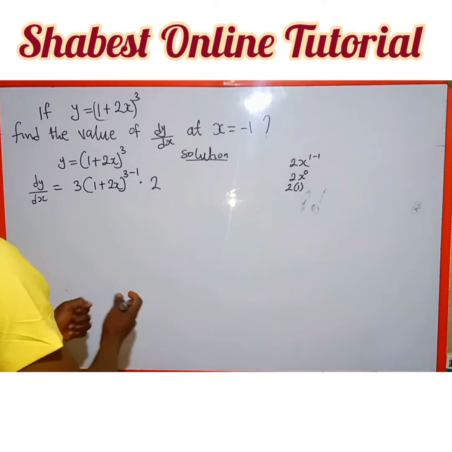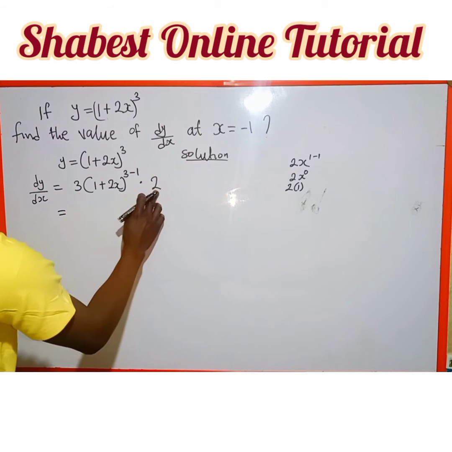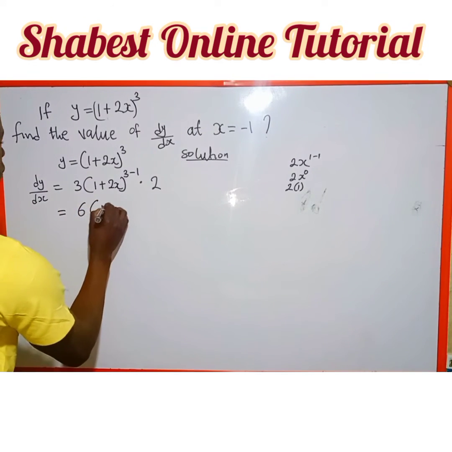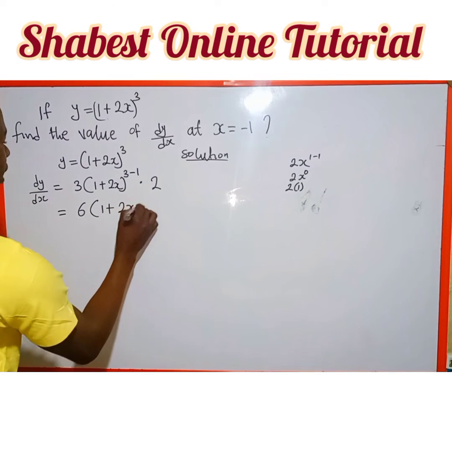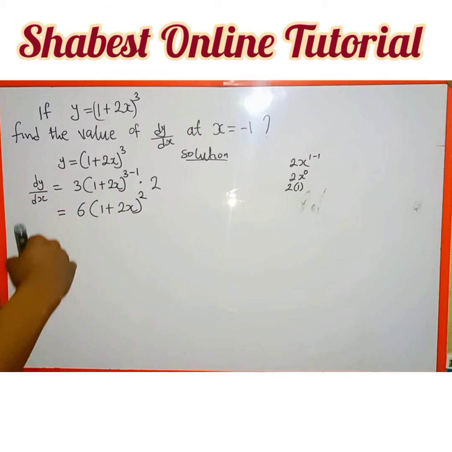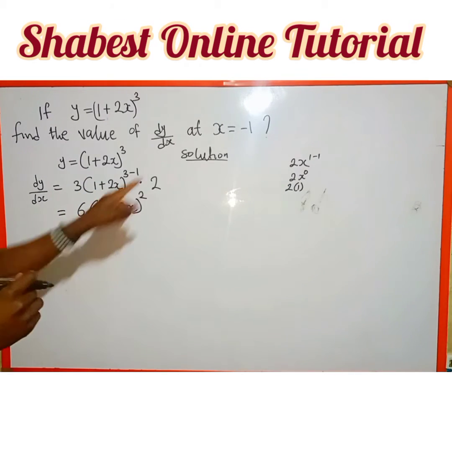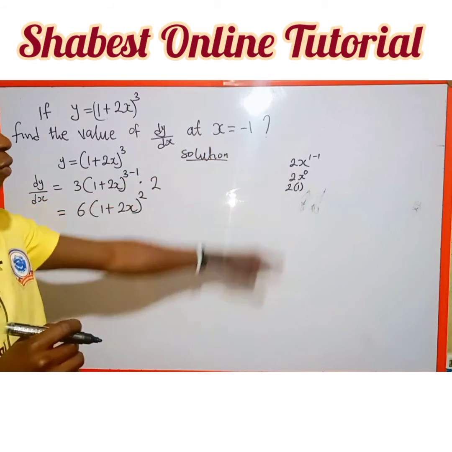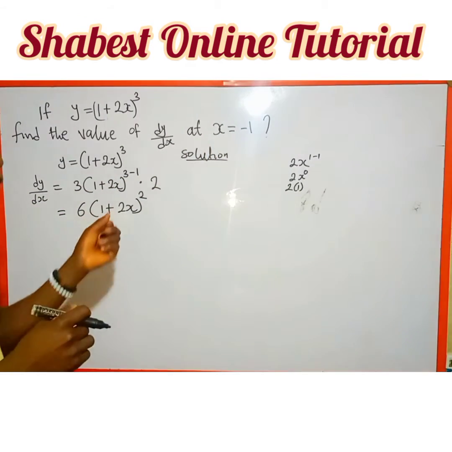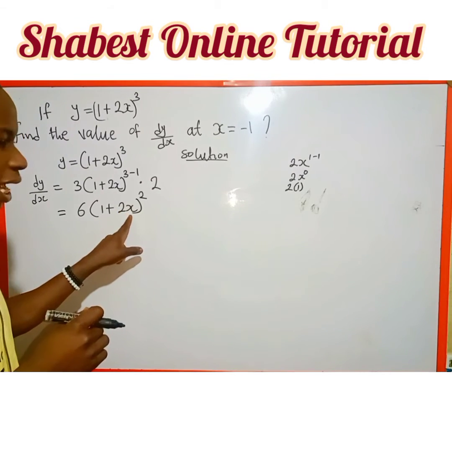So the next thing is to evaluate further, which is equal to 2 multiplied by 3, which gives me 6 into the bracket of 1 plus 2s, then 3 minus 1, which gives me 2. So this is the first derivative of this function, and the question went further to say at s equals -1, which implies that anywhere we see s in our function, we substitute -1 for s.